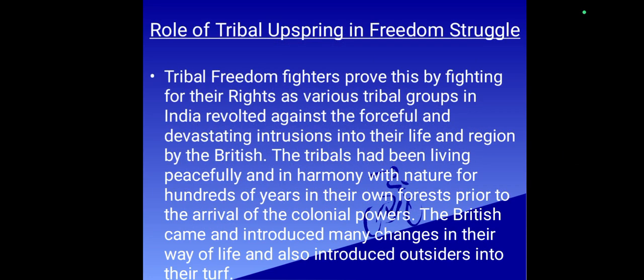Role of tribal uprisings in the freedom struggle. Tribal people proved themselves as fighters by fighting for their rights.